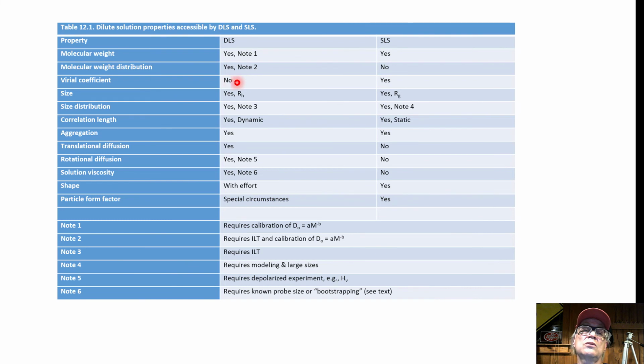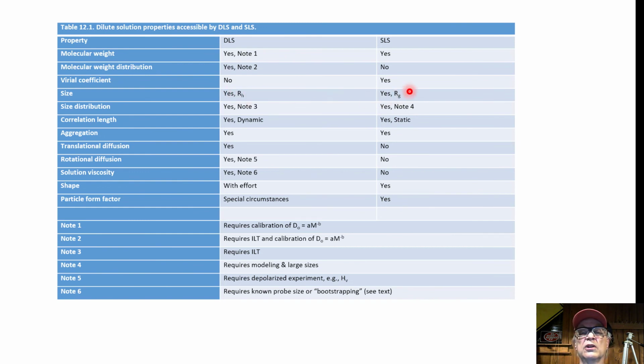So you can't get a direct virial coefficient very easily out of DLS, but you can still tell whether the polymers are aggregating or not, or whether they're prone to or not. It's just not as clean as SLS for that. Size, yes, absolutely. And in a wider range, too, especially on the small end. But you have to deal with a hydrodynamic radius.